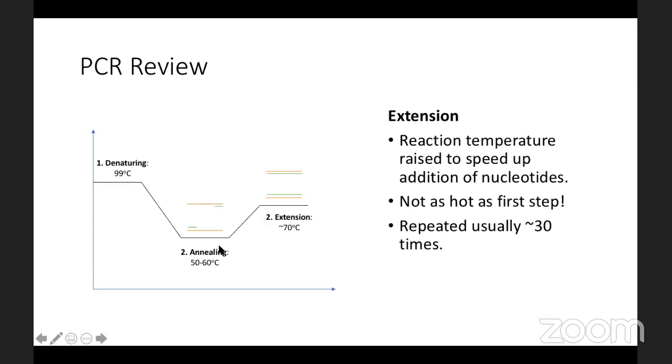To do this step, we usually heat up the reaction slightly. So it's usually going to take place at around 70 degrees Celsius. The reason we warm up the reaction a little bit is just to increase the speed of addition of nucleotides. However, you'll notice that it's not as hot as the first step.